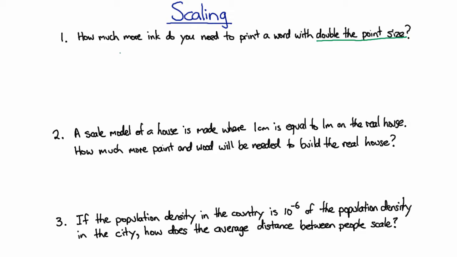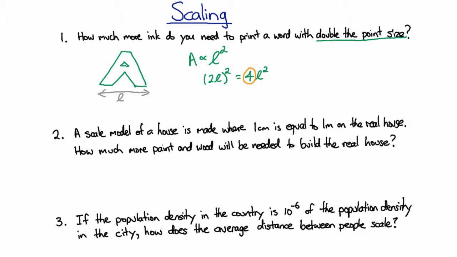So if I'm writing a letter A, this is why I don't design fonts, that's a terrible A. But if I'm changing the length, which is the point size, then I'm also going to have to change the height. And so the area is going to change proportional to that length squared. So if I double the length, my area is going to be 2L all squared, which is 4 times L squared. So if I double the length, I'm going to quadruple the area. So how much more ink? I need 4 times as much ink.